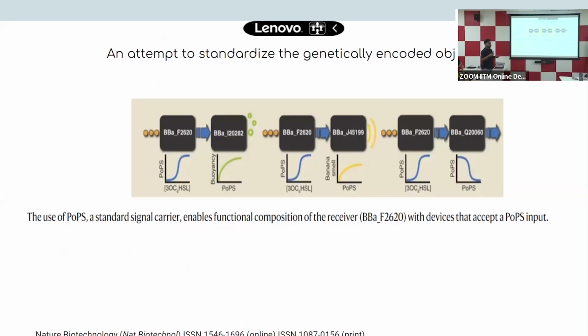This introduces another problem. When we are regulating one part of the gene, we cannot basically make it interact or interplay with the other parts of the gene. So the paper introduces another concept, POPs, which is a common signal, a common signal carrier in genetic devices. POPs is basically polymerase per second, a measurement of RNA polymerase per second.